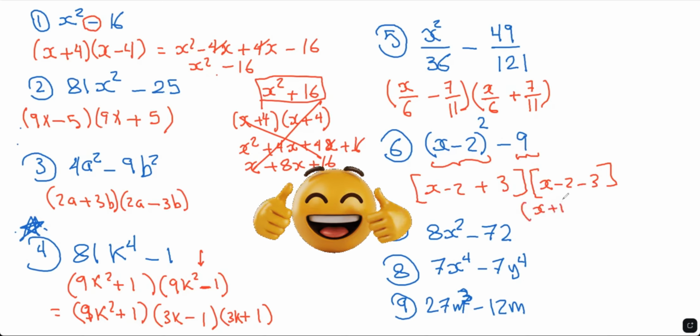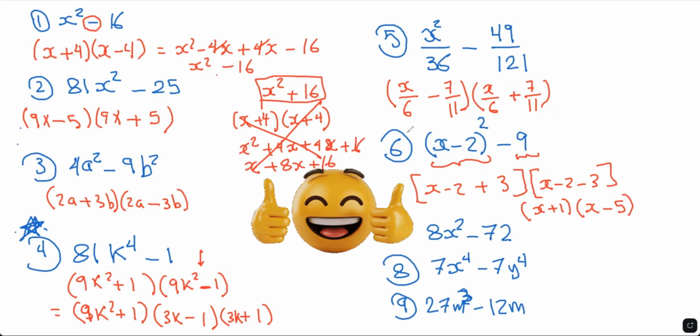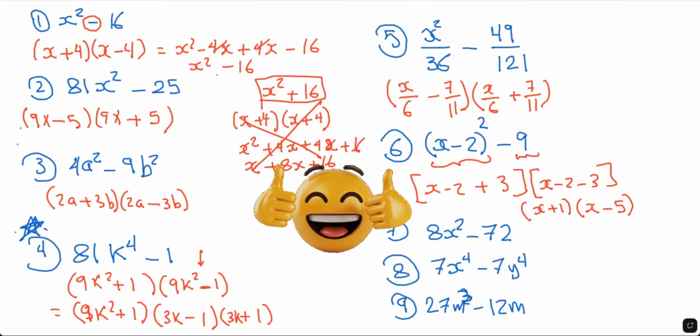Having finished, you have to simplify. So you're going to get x plus 1, because negative 2 plus 3 is 1, and then x minus 5 in the second brackets. And that's that, and then we're just going to make space for the other 3 questions.